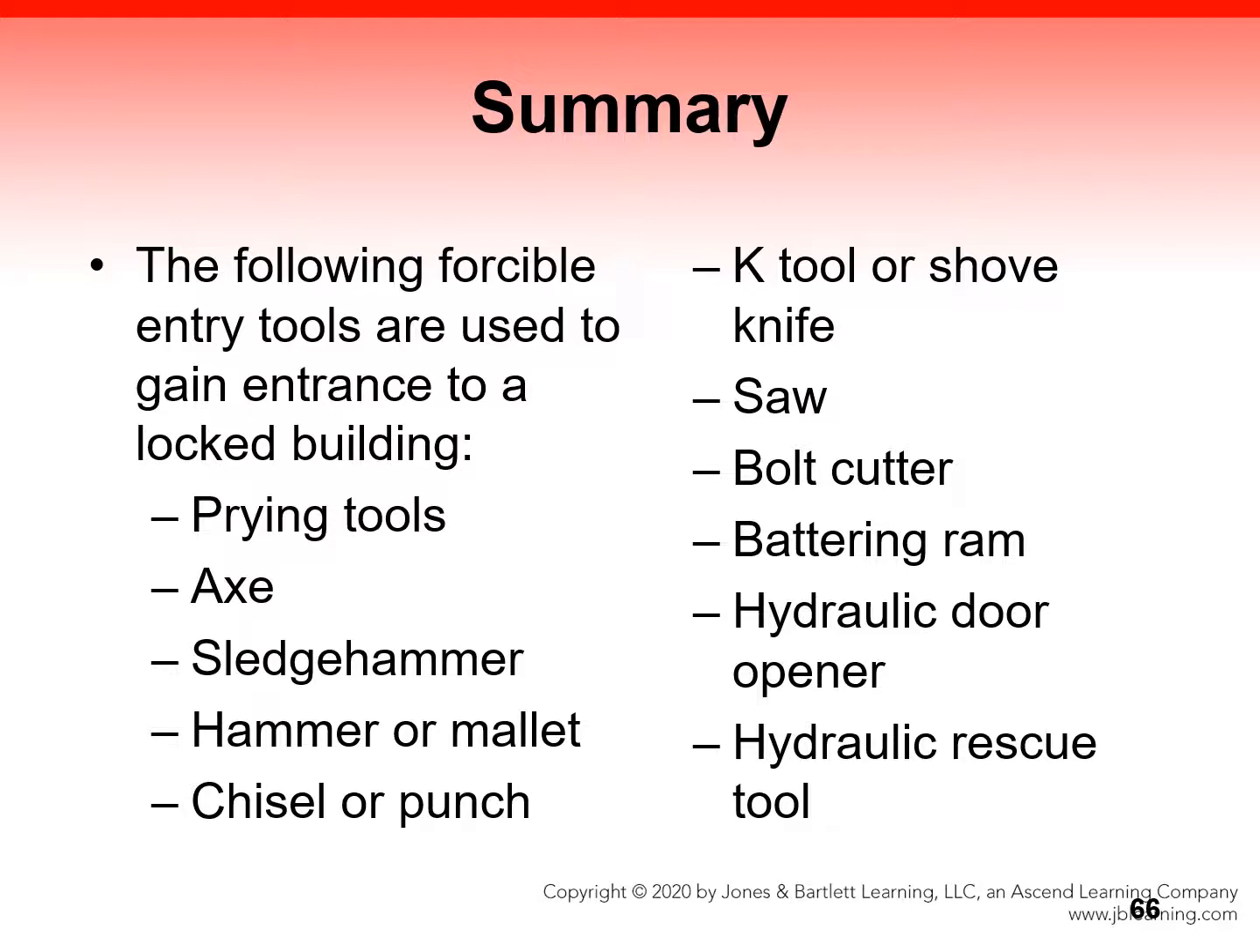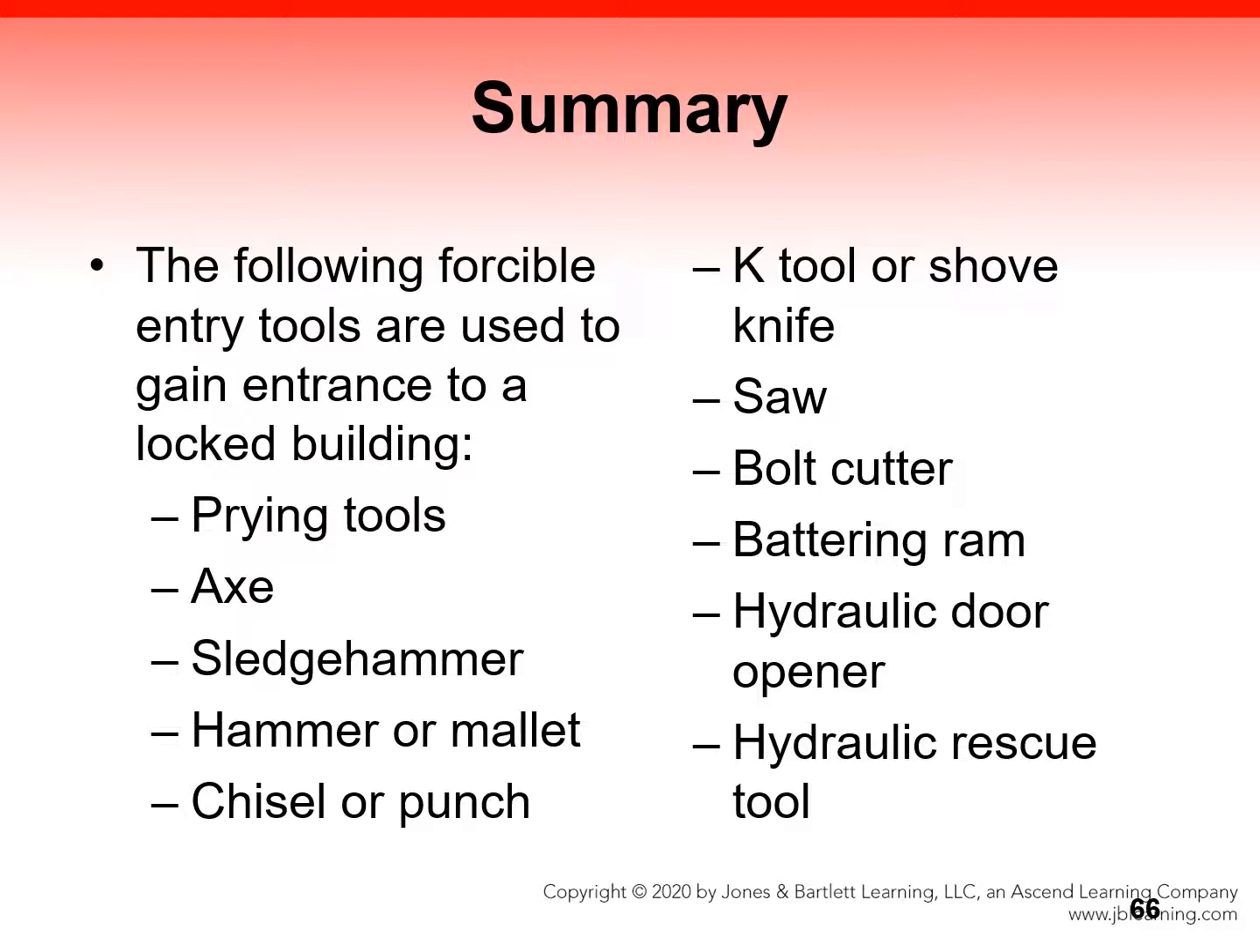A hammer or mallet may be used with other tools, such as chisels or punches, to force entry through windows or doors. A chisel or punch may be used to make small openings through doors or windows. A K-tool provides a through-the-lock method of opening a door, minimizing damage to the door. A shove knife is used to open outward swinging doors.